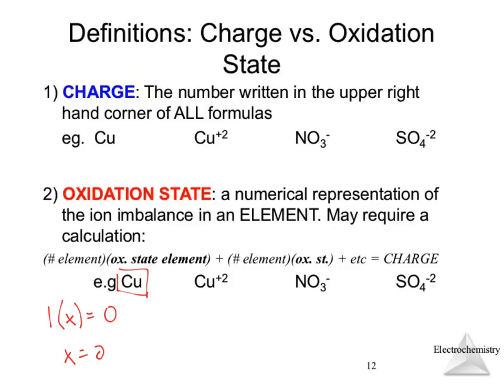Well, that's a little different. So let me do that one too. Okay, so I have 1 copper and copper plus 2. I don't know its oxidation number, but I know the overall charge is plus 2. Oh, I can solve for this. I get X equals plus 2. The oxidation number, copper plus 2, is plus 2. Cool. What's the oxidation number in nitrate?